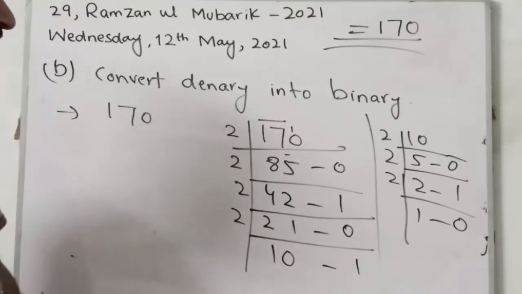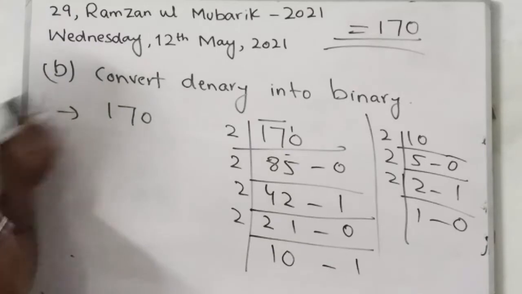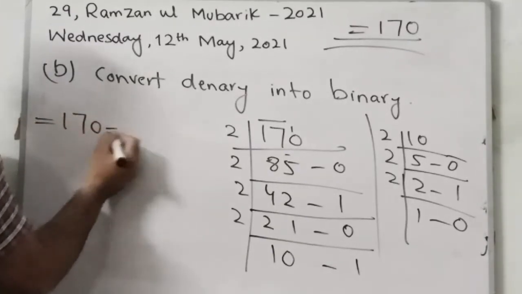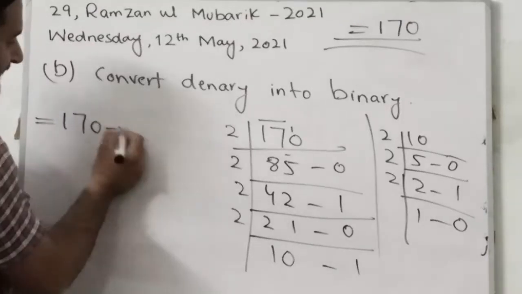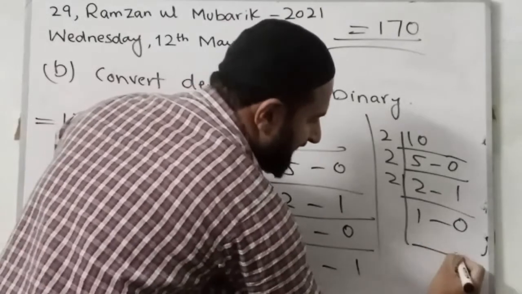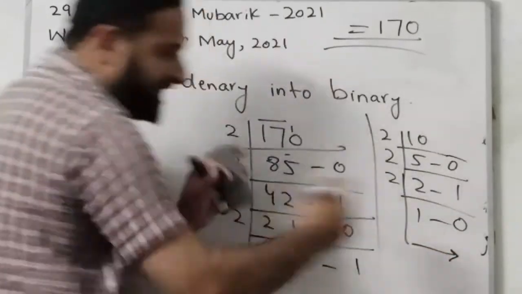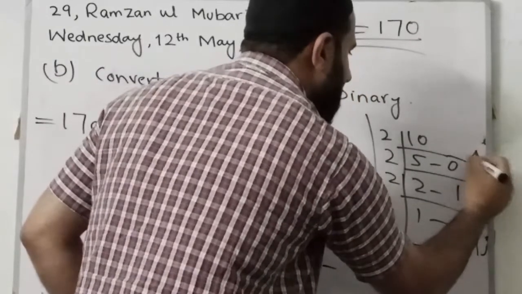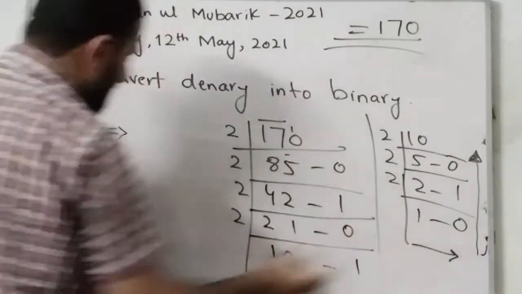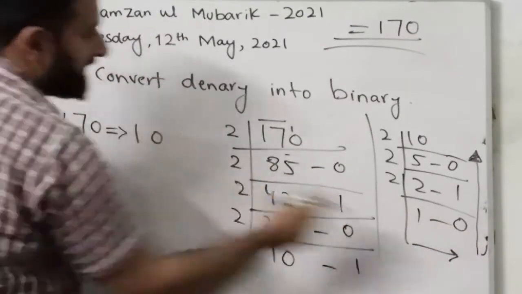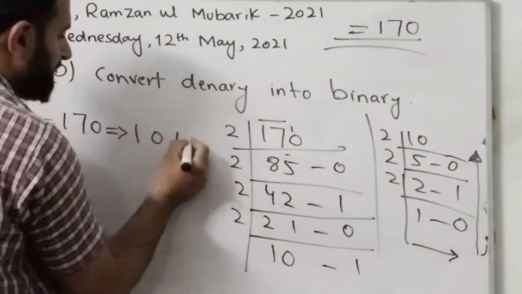Now we want to write its binary number over here. So 170 in binary, for example, I am going to write it. We need to start from the last remainder: move from bottom to top and from left to right. Move like that. So first I am going to pick 1. So I will write here 1. Then I will write 0. Then I will write 1 0.